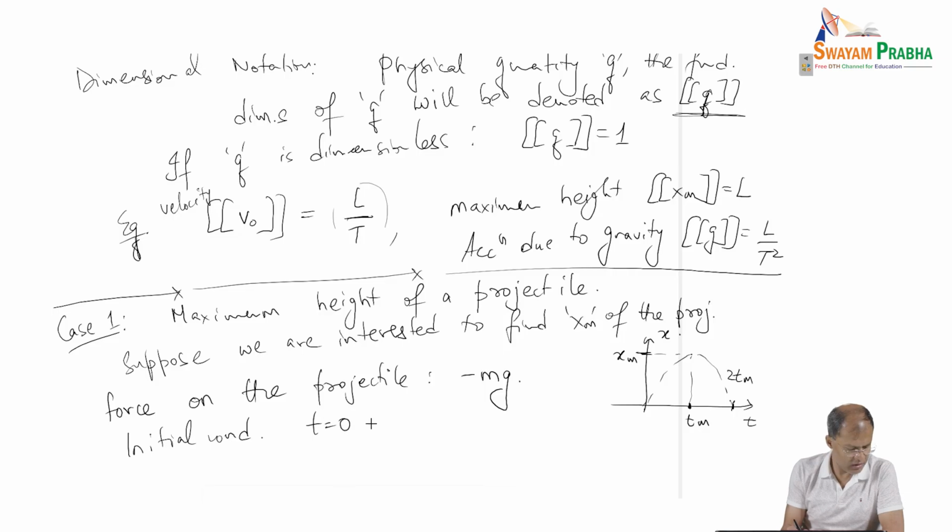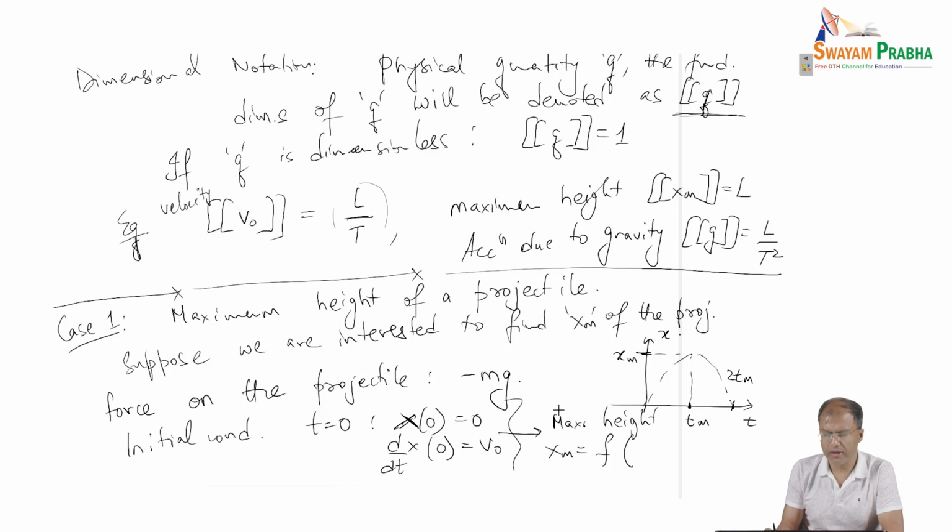This is at t equal to 0. The initial condition is x at 0 is 0 and dx/dt at 0 is v0, right? And we see that the maximum height, in this case xm, now will be a function of whatever variables we have found, which is m, the mass, the acceleration due to gravity, g, because that is what appears in the weight, and the unknown v naught. So these are the 3 variables we encountered. Let us assume that the maximum height is a function of these 3 variables.